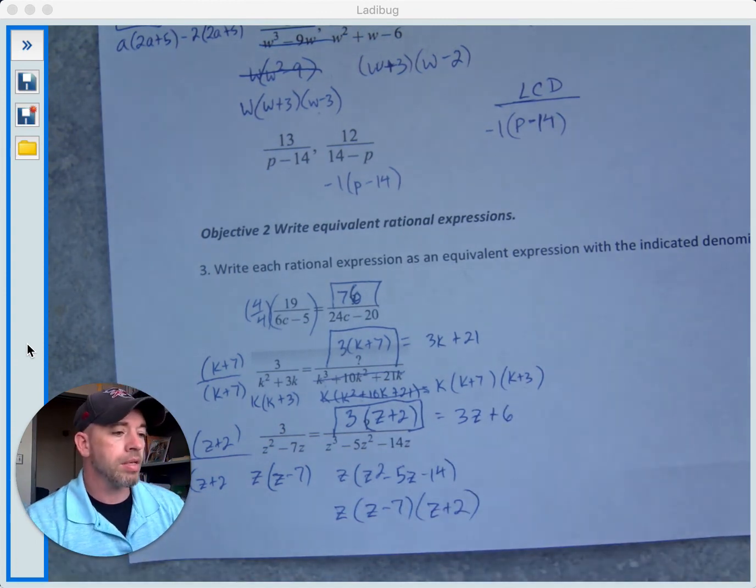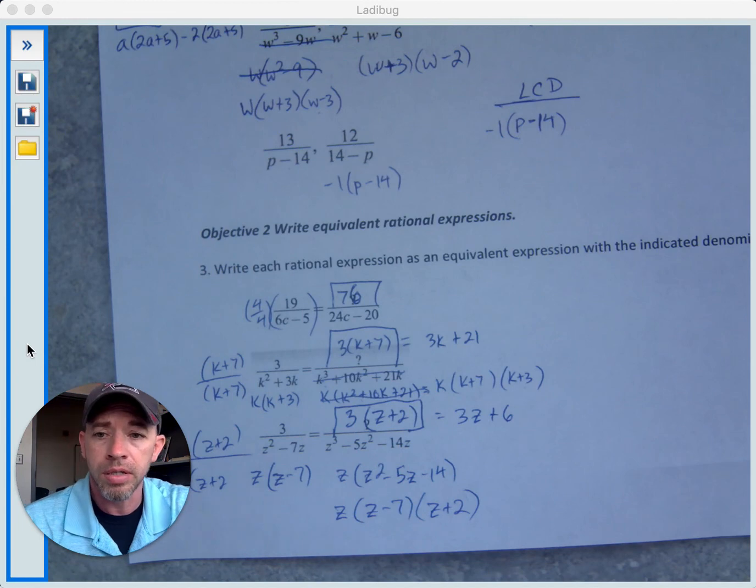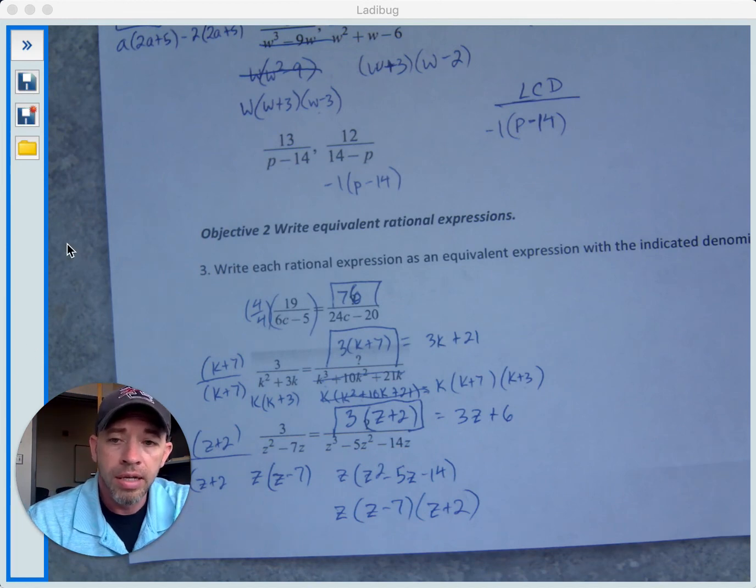All right, so I'm going to stop there. That's all for 6.3. We'll move on to 6.4, and we'll see how to add these things.